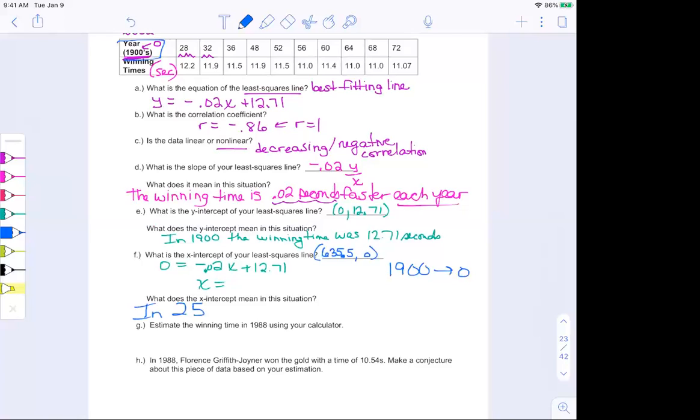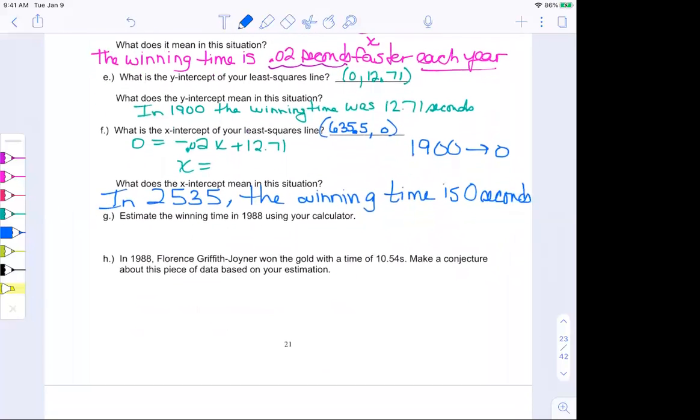$2,535. So in the year 2535, the winning time is 0 seconds. What do you think? Could that make sense?